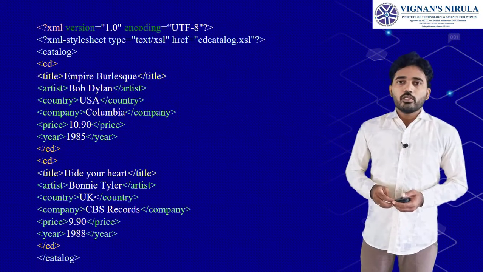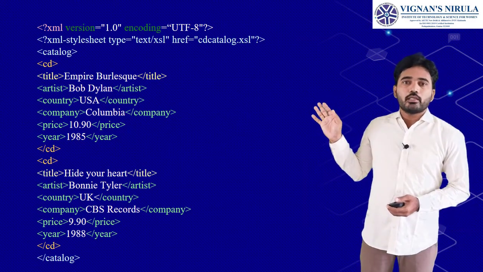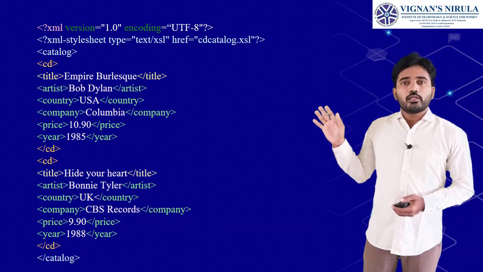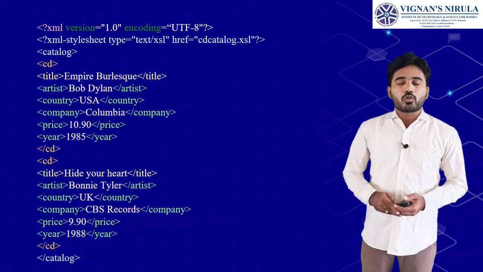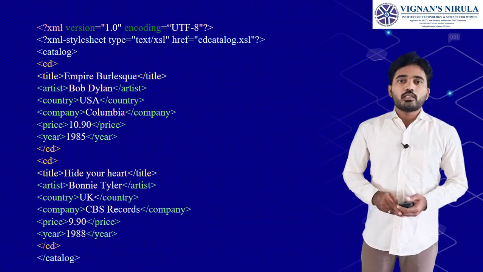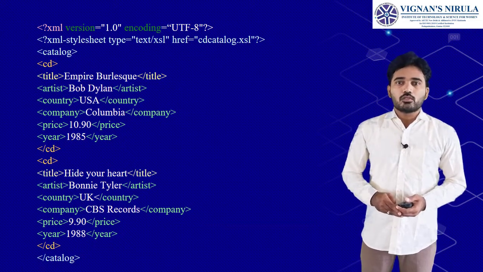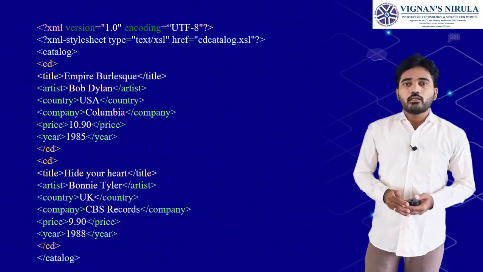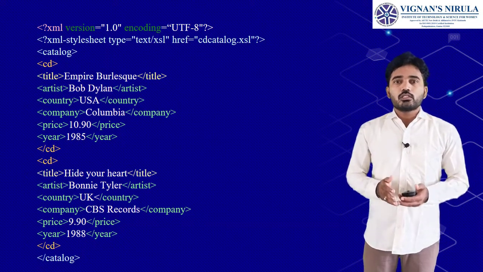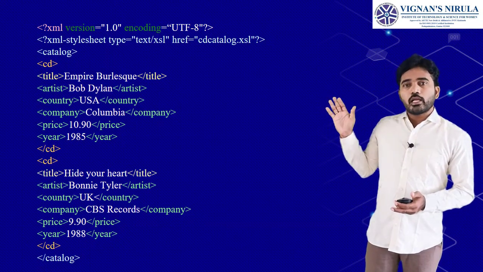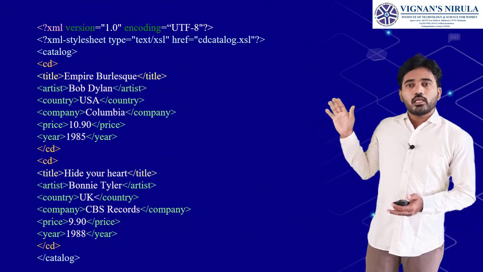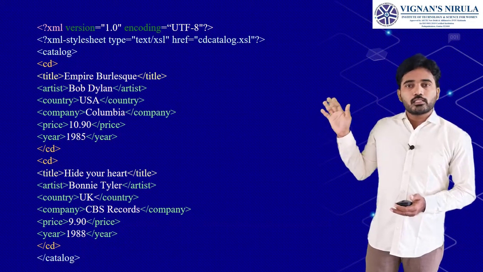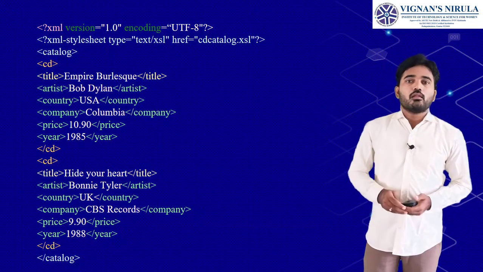Understood? Coming to the example, here we have taken an XML document where the first line, as usual, is a processing instruction: xml version equals 1.0 and encoding equals UTF-8. The next processing instruction is xml-stylesheet type equals text/xsl, where I have used the attribute href with the file cdcatalog.xsl as a reference to this XML document.